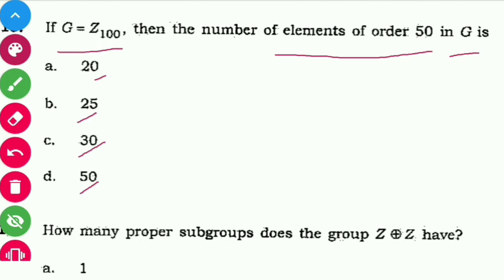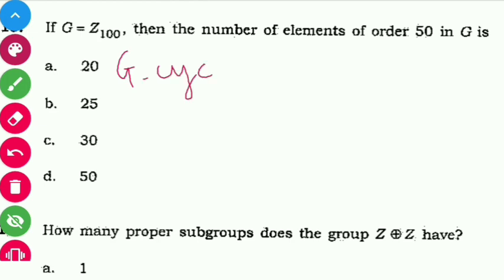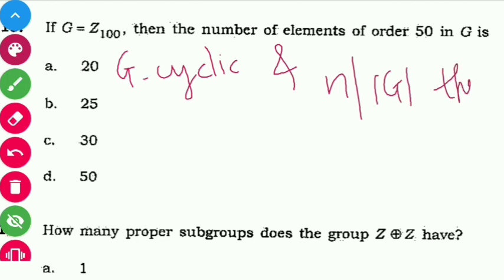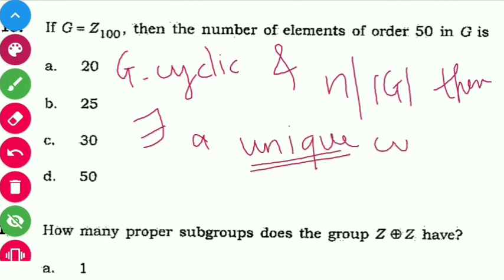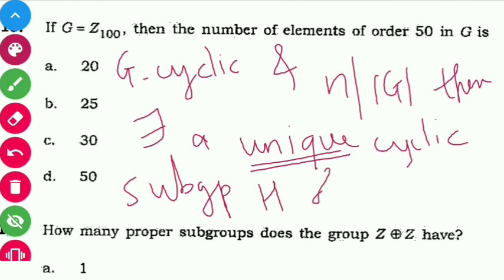Now for this question, just note the important result which says that if G is a cyclic group and if n is some number which divides the order of G, then there exists a unique cyclic subgroup H of G such that the order of H is equal to n.